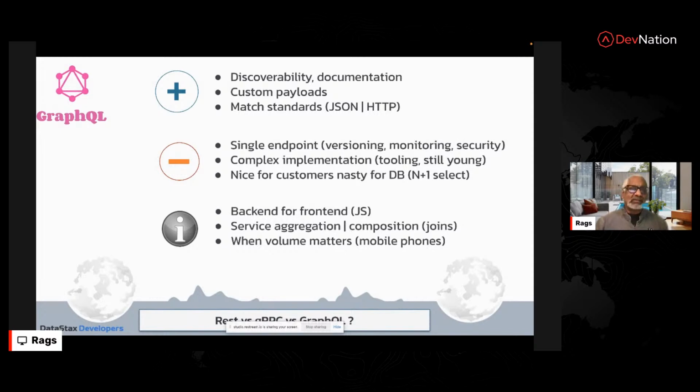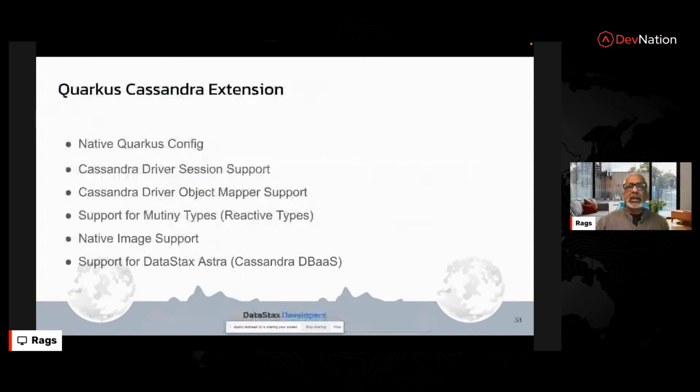One of the key things that neither REST nor gRPC does well is discoverability. So with GraphQL, you can get discoverability and some more.